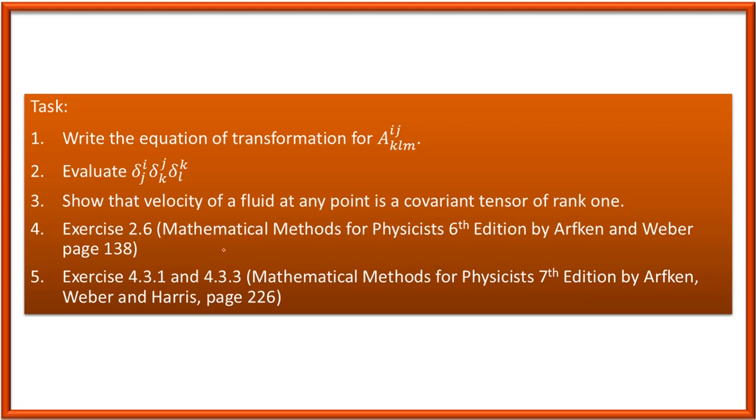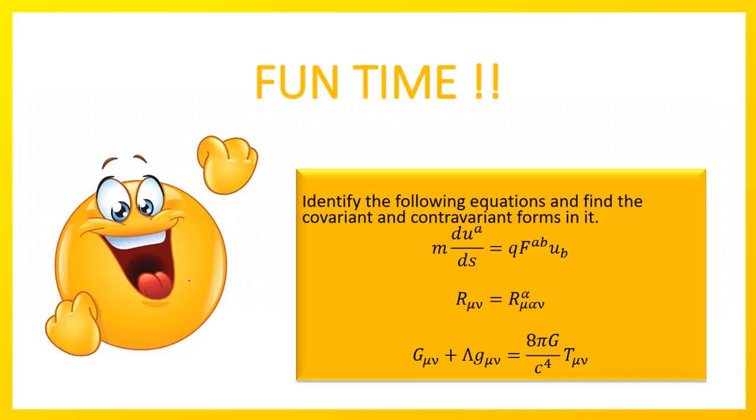Also, please try exercise 2.6 from your reference text of Arfken and Weber, 6th edition, page number 138. And also from another textbook, this is not your reference, but from the 7th edition, questions 4.3.1 and 4.3.3 for your reference. Now, for fun, please identify these given equations and find the covariant, the contravariant and the mixed forms which are given here, and please try to account for the same.